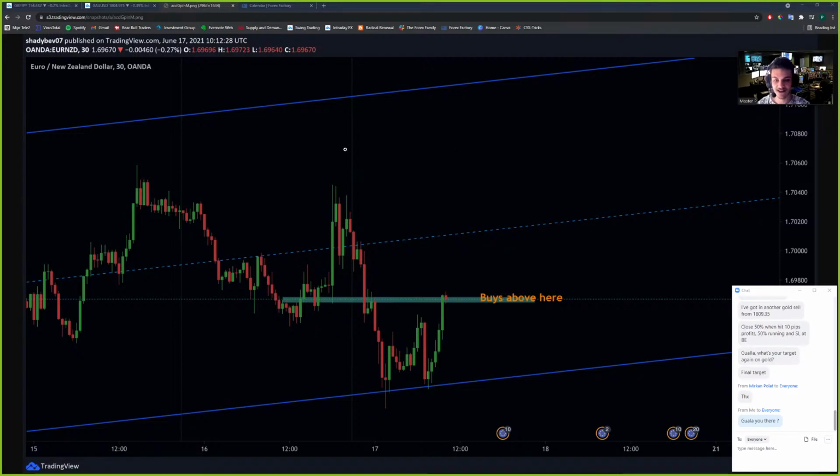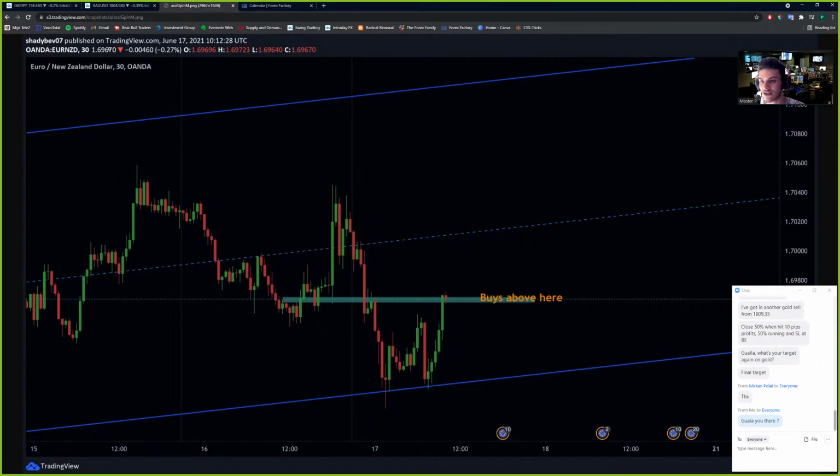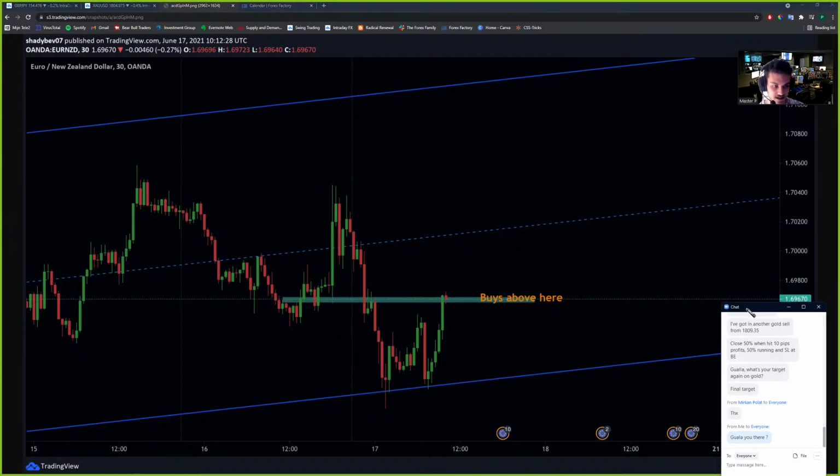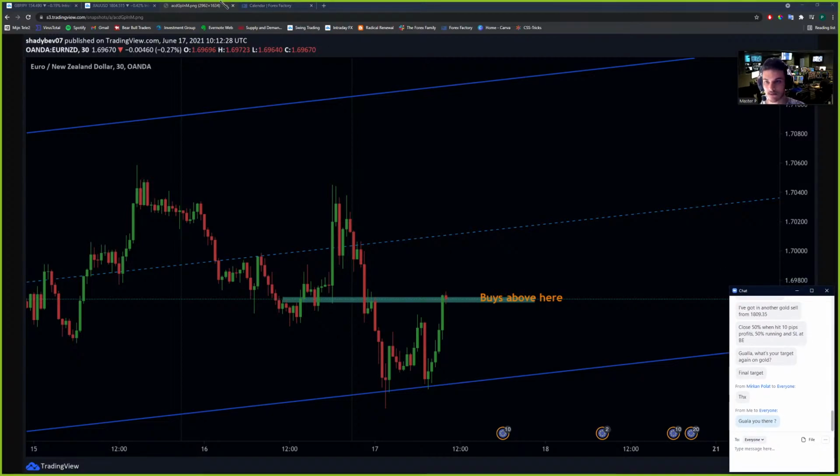Alright, so we got the money song playing, we got this chart, buys above here. What pair is this? Euro NZD 30-minute. I think that makes perfect sense. Buys above there. You might want to see a little bit of a pullback so that you're not buying the high, but above this level makes perfect sense to continue on upwards to like 1.700. It's a very good idea.